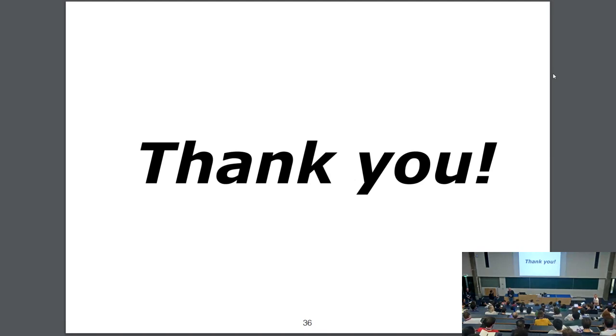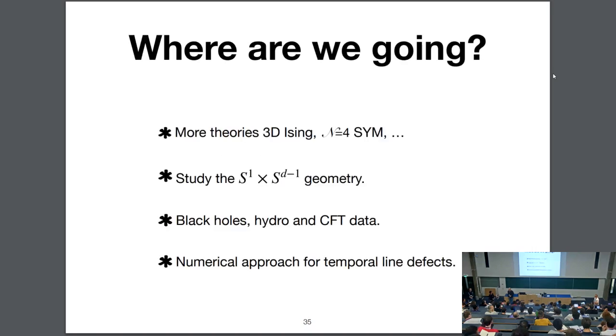You mentioned you want to compute eta over S. Yes, because it's the famous. But my question is that I think the difficulty there is that even if you know the Euclidean correlator, to get eta over S, or eta, the difficulty is in the analytic continuation to Lorentzian. Yes, I know.